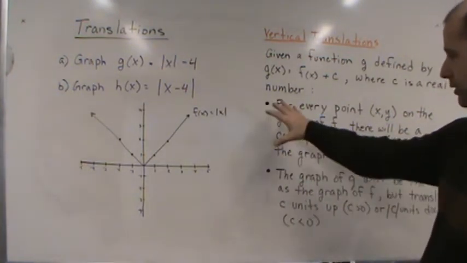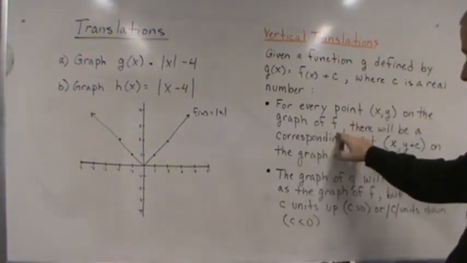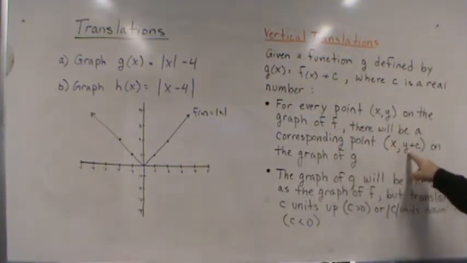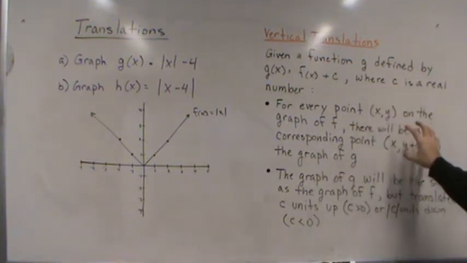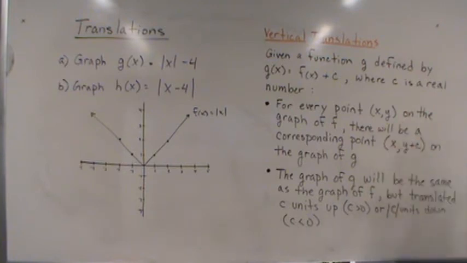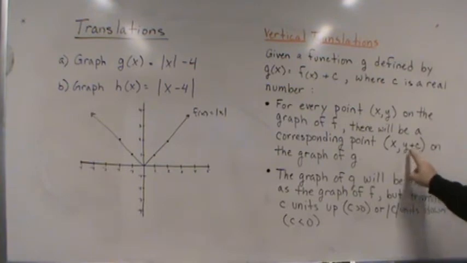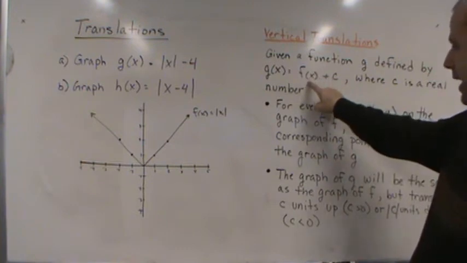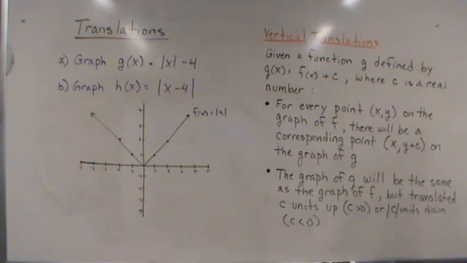A couple bullet points here. One is what this means: for every point (x, y) on the graph of f, there will be a corresponding point, we'll call it (x, y plus c), that's on the graph of g. So every point on f has a corresponding point given by this representation. It's for adding some c value. We're adding c to y. So if we have some point (x, y) on f, then if we add c to y, that's going to give us a corresponding point on g.